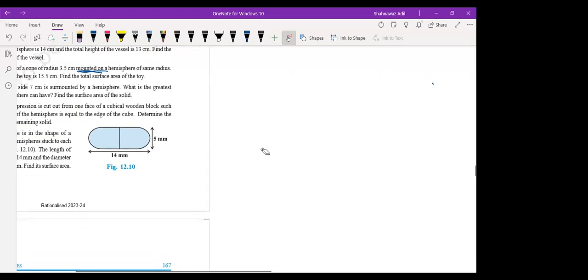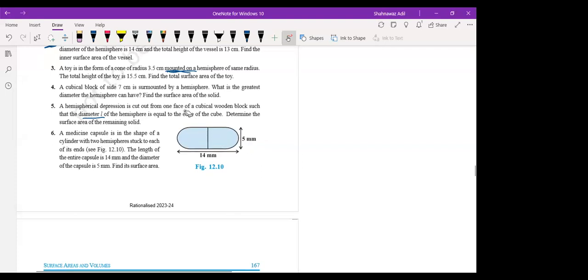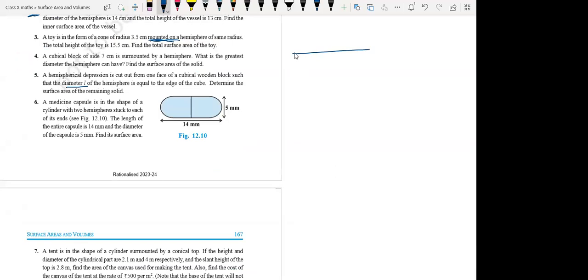Okay, so we have a medicine capsule in the form of a cylinder with two hemispheres stuck to each of its ends. The length of the entire capsule is 14 millimeter and the diameter of the capsule is 5 millimeter. Find its surface area. Right, so we have this capsule, and it is this kind of a shape.